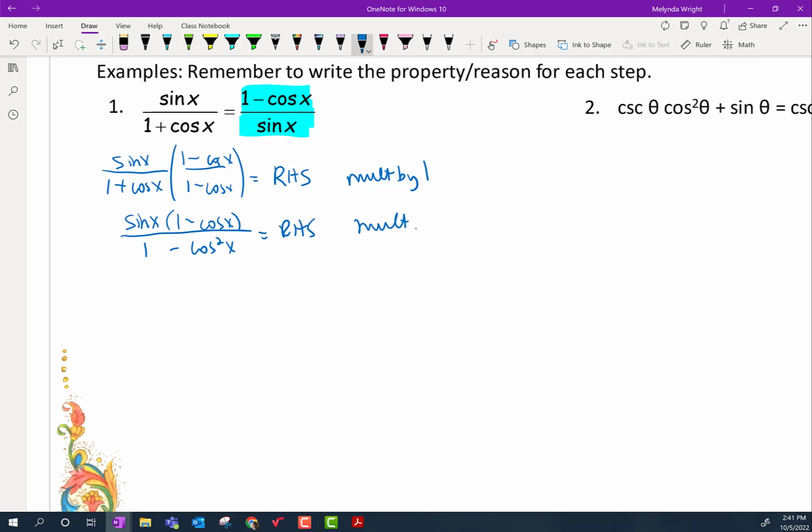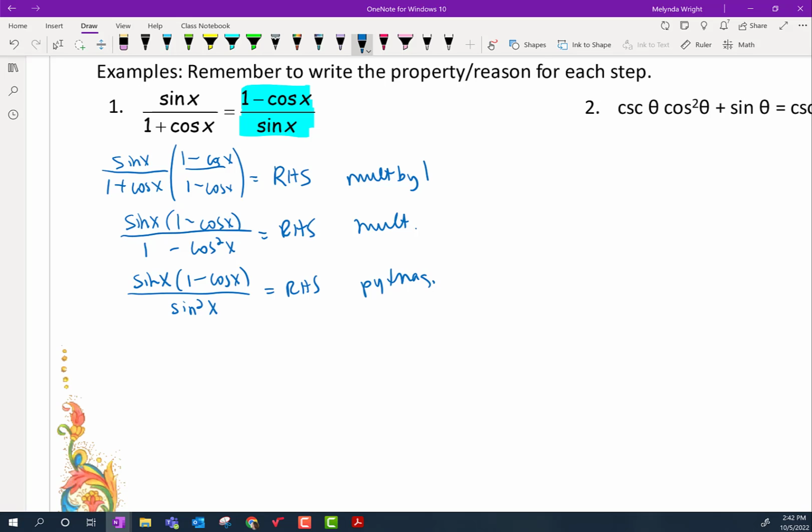So since I need a sine in the denominator anyway, that's what I'm going to do. Everything we do is for a reason. I'm going to leave the numerator alone. And the denominator, I'm going to use that Pythagorean identity and change 1 minus cosine squared to be sine squared. And the reason I just did the Pythagorean identity, so Pythag is my reason.